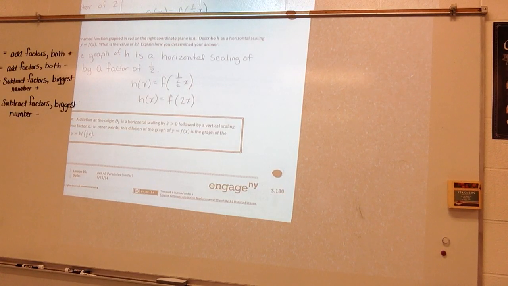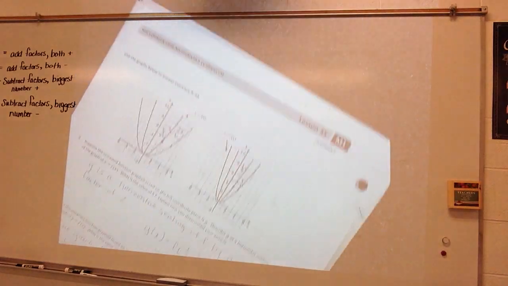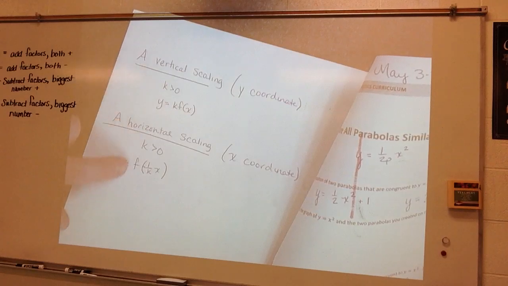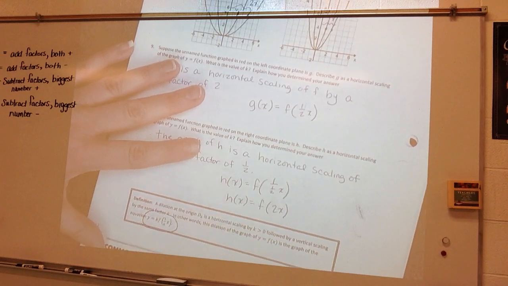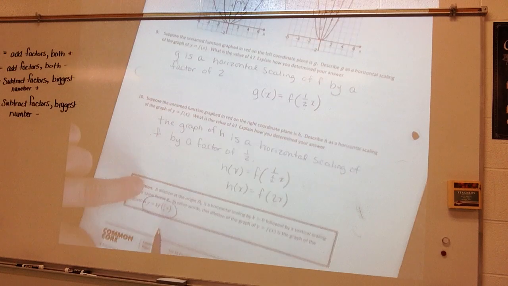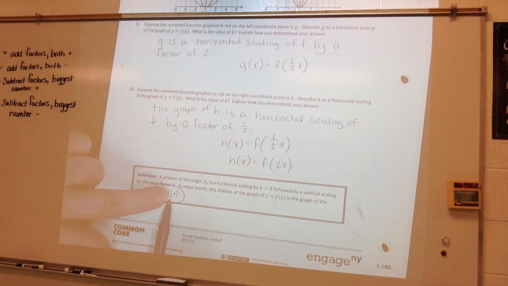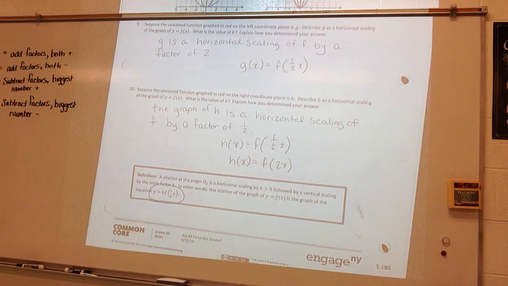In other words, this dilation of the graph of y is equal to f of x is the graph of the equation y is equal to k f of 1 over k x. So let's just talk about this. If a dilation of a scale factor is both horizontal and vertical, then I need to combine both of these equations, which is why I have this equation. Because it is showing me that I am doing a vertical scaling and a horizontal scaling. So make sure you understand that.